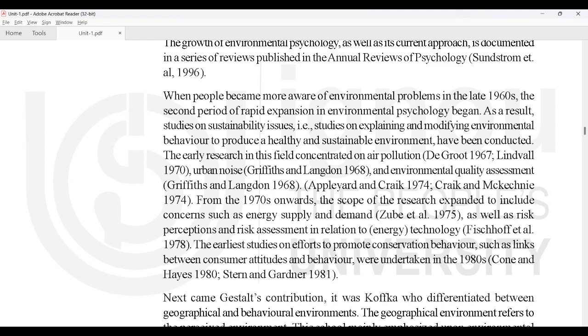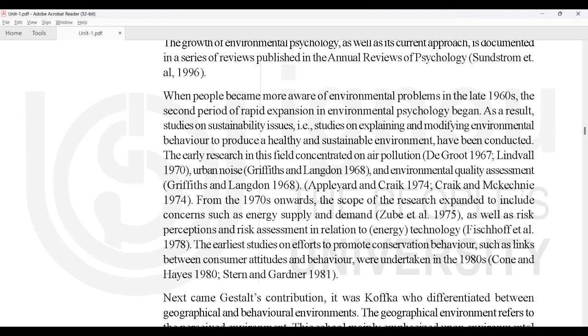The early research in this field concentrated on air pollution, urban noise, and environmental quality assessment. From the 1970s onwards, the scope of the research expanded to include concerns such as energy supply and demand, as well as risk perceptions and risk assessment in relation to energy technology. The earliest studies on efforts to promote conservation behavior, such as links between consumer attitudes and behavior, were undertaken in the 1980s. Next came Gestalt's contribution.